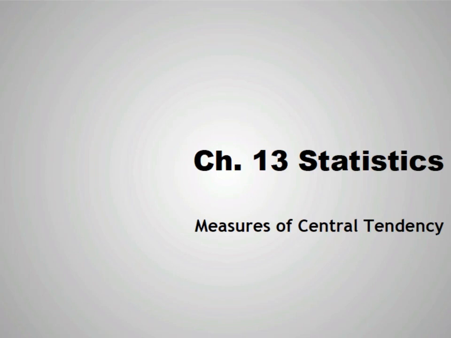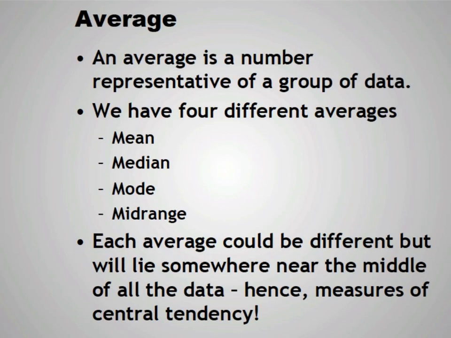Hello everyone and welcome to our lesson on measures of central tendency. This is section 13.5. Another word for central tendency is average. An average is a number representative of a group of data. So basically we can have a whole big set of data, and an average is going to be one single number that we could use to represent all of the pieces of data.